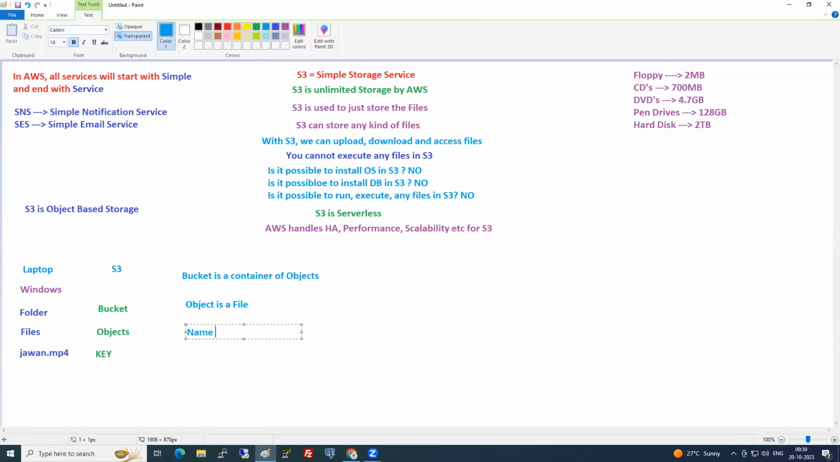And what is the name of the file? Name of the file is called key. So object is a key. That means the name of the file or name of the object is called a key.